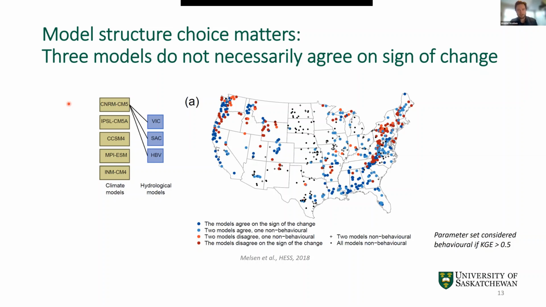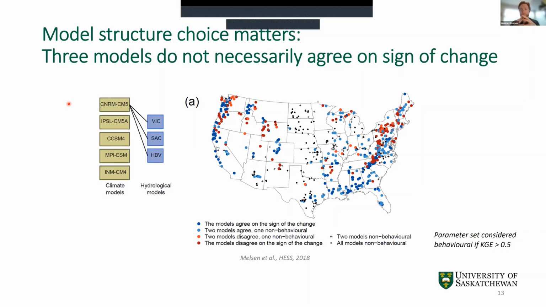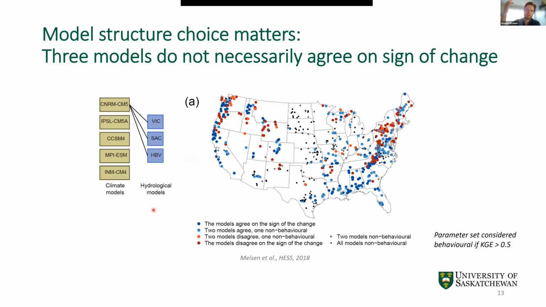And the test they did was really quite basic. So what they wanted to know is, do these models predict the same change in mean flow? So are these in agreement that the mean flows are going to go up or the mean flows are going to go down? And in these dark blue dots here, these 3 models actually agree. So either all 3 of them say, yes, mean flow goes up or mean flow goes down. In any of these other colors, these models are actually in disagreement, and some of them say it's going to go up and others say it's going to go down. And I think this is a more realistic example and really highlights that the model you choose to do these projections really matters.